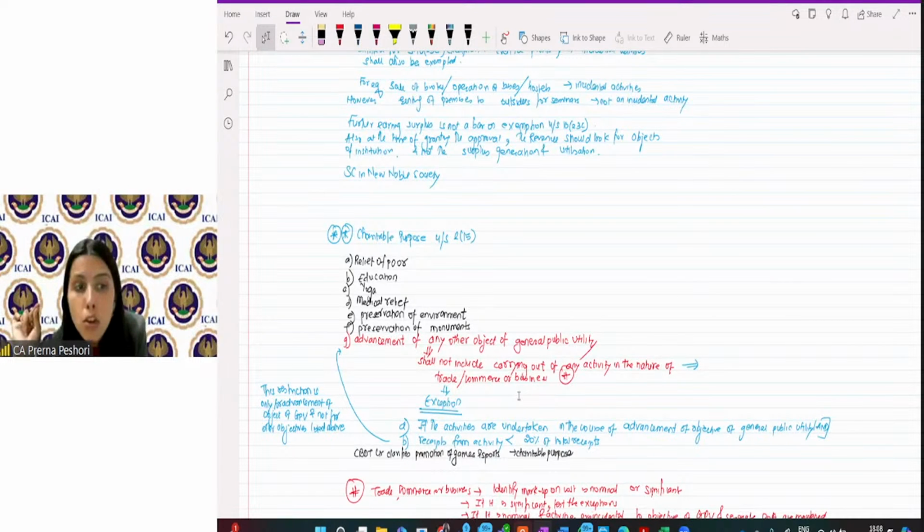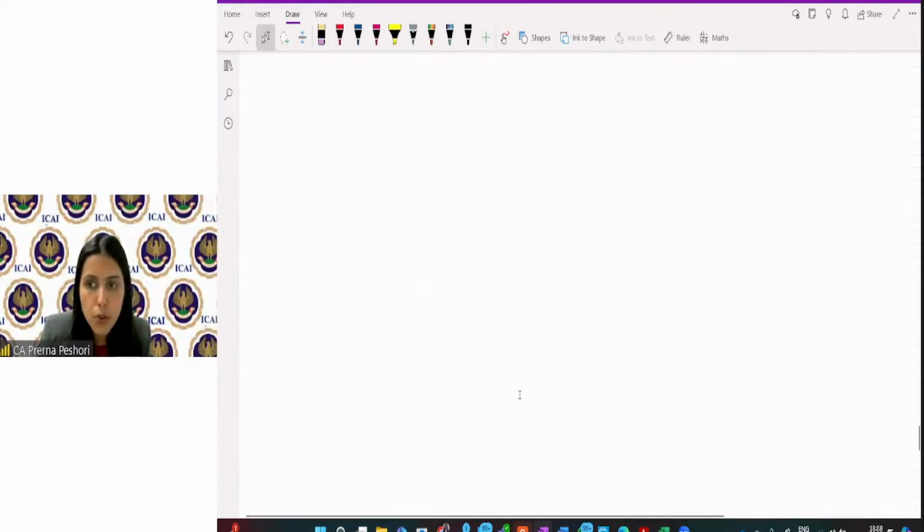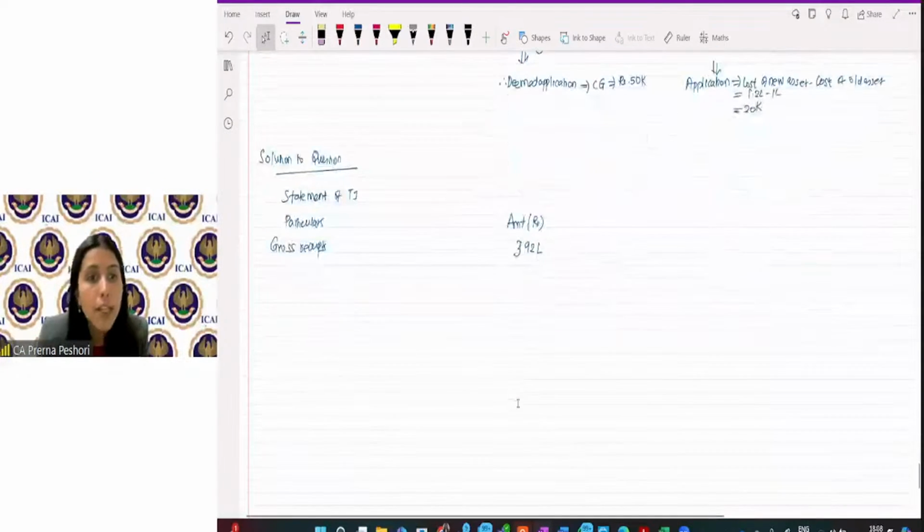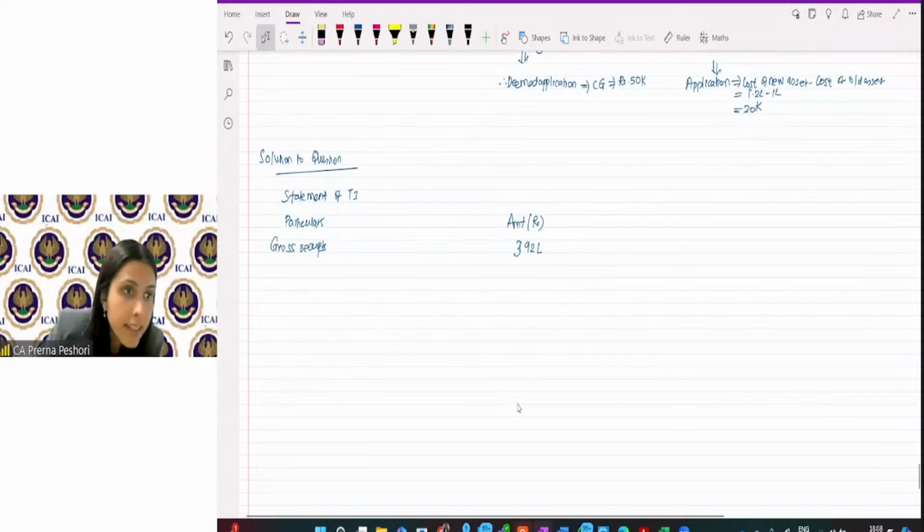It is not applicable on the rest of the charitable purposes. Since here the object is medical relief, the 20% criteria will not be applicable. This is how you have to write in the examination.